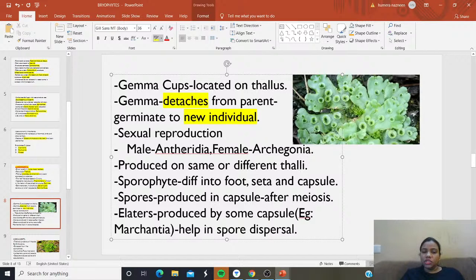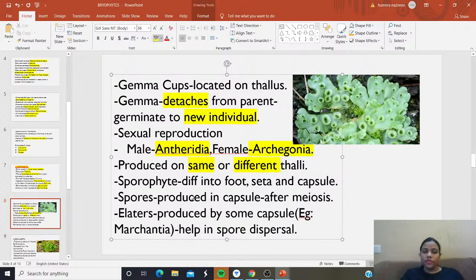And now how is the sexual reproduction? The male is antheridia and the female one is archegonia. And where are these produced, the antheridia and archegonia? They may be present on the same thallus or they may be present on different thalli.